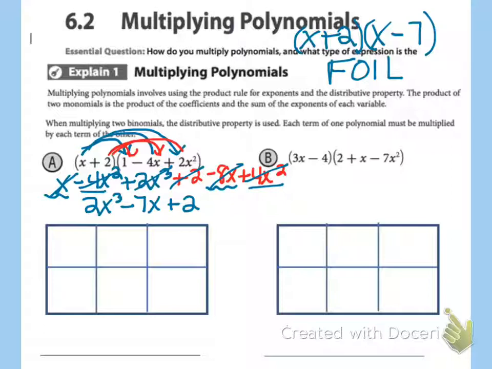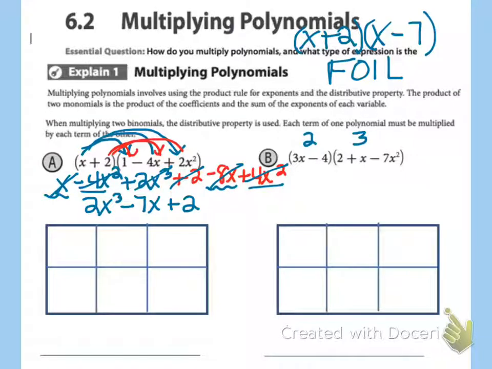So instead, if I did this with the box method, and maybe I'll just do B with the box method instead of having to do A all over again. But with B, instead what you do is you look and see what do you have. You have a 2-term polynomial and a 3-term polynomial.